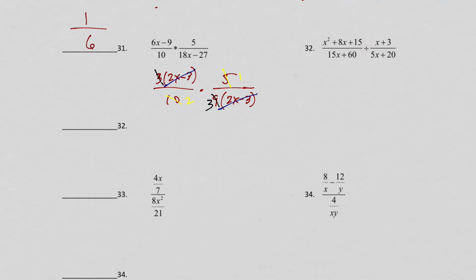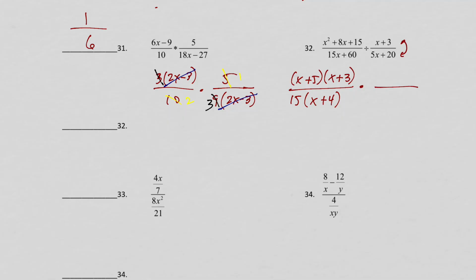When we're dividing, we're going to change this to a multiplication by flipping this upside down. But I'm going to factor everything while I'm at it. So I'll factor this and get x plus 5 times x plus 3. I'll factor this by taking out a 15. And I have x plus 4. And I'll change this to a multiplication by flipping this upside down.